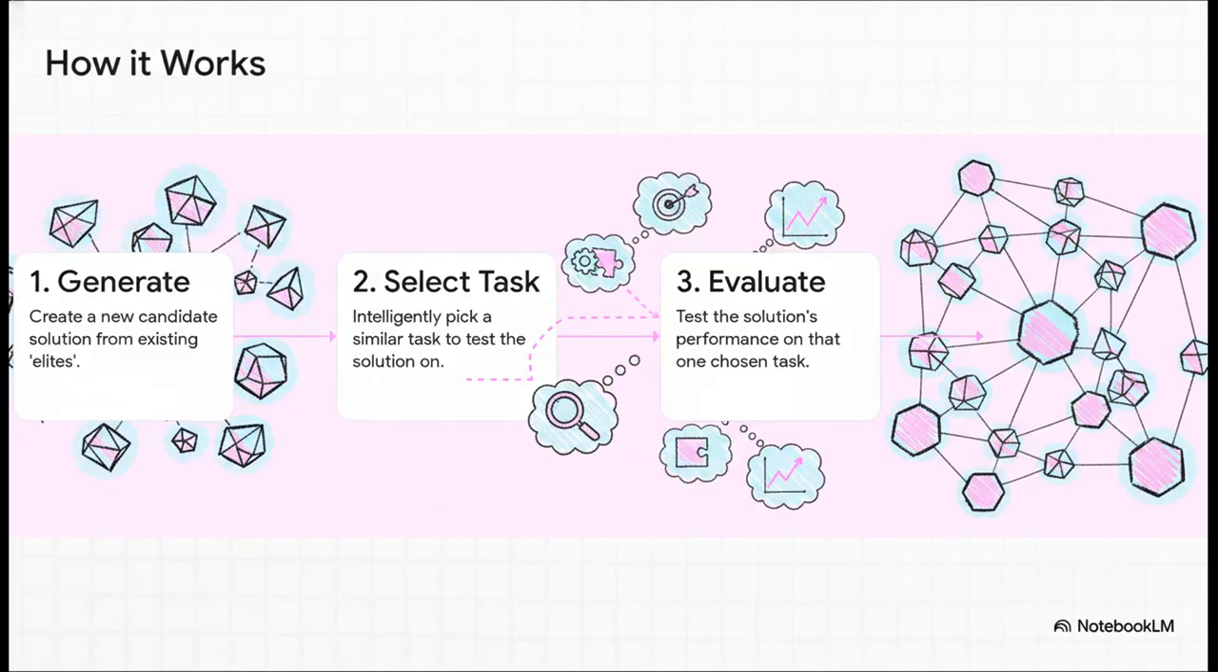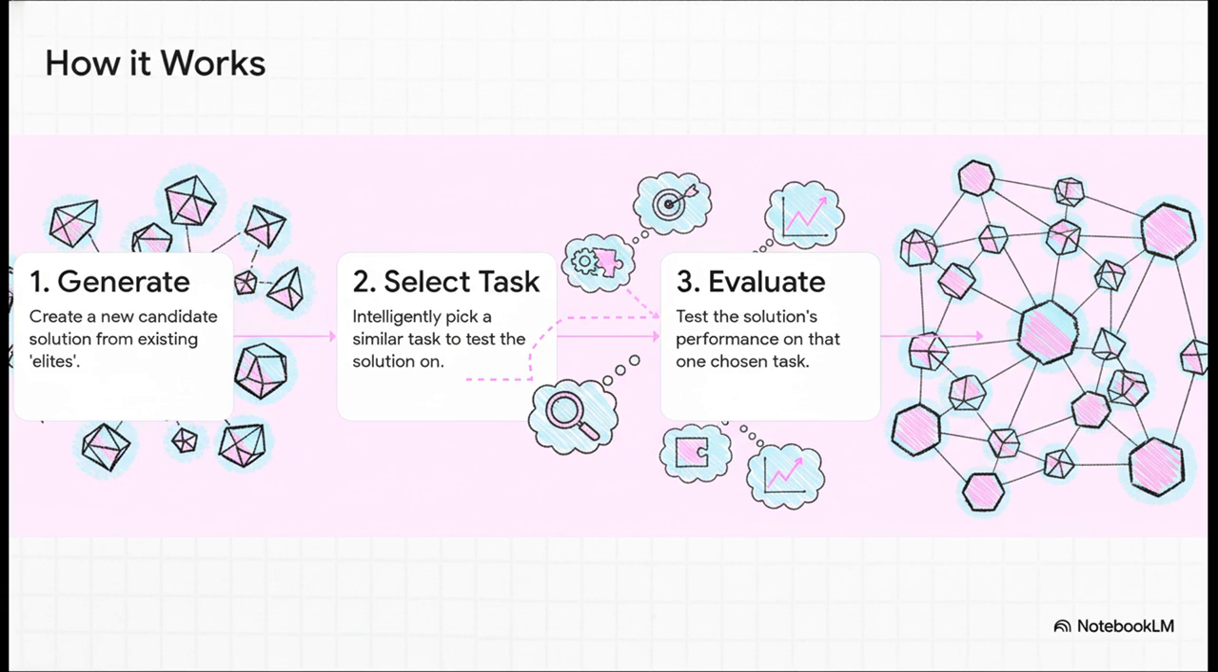First, it takes good solutions it's already found, these are called elites, and it kind of mixes and matches them to create a new candidate. Now, here's the genius part. Instead of testing this new solution on just any random task, it intelligently picks a task that's similar to the ones its parents were good at. Then it runs the test on just that one task.